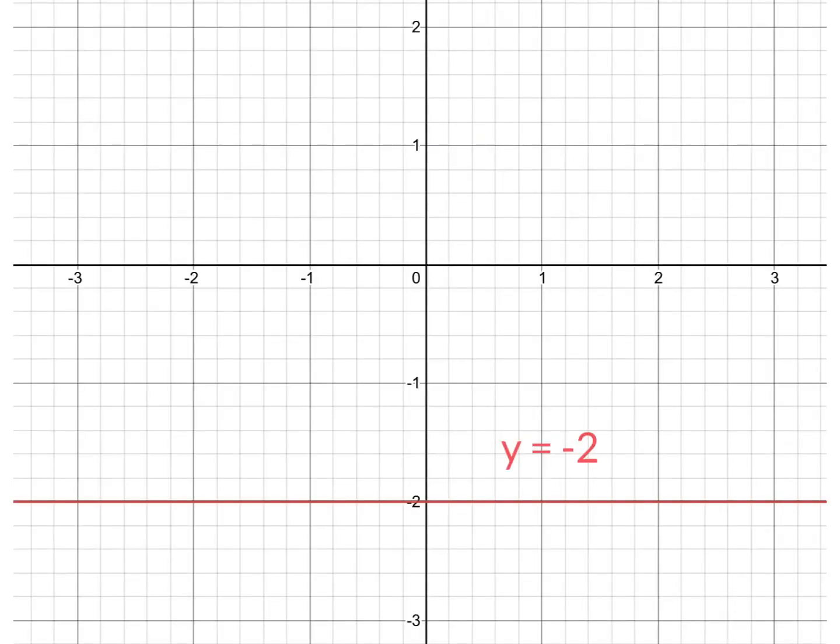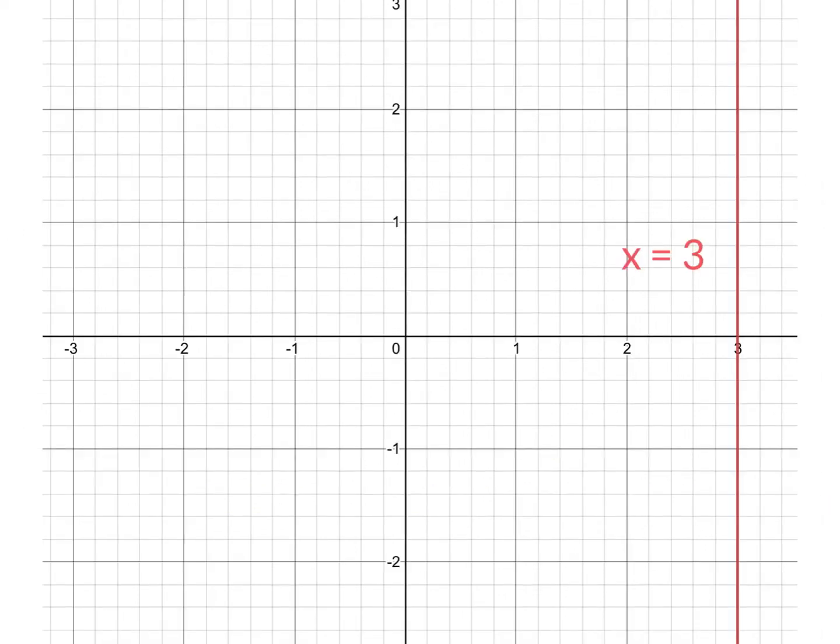So here's a horizontal line. That means it's in the form of y equals, and notice it crosses the y-axis at -2. So the equation is y equals -2. Here's a line that's vertical, and it passes the x-axis at 3. So its equation is x equals 3.